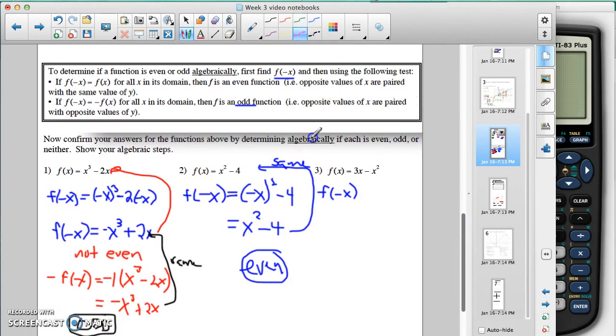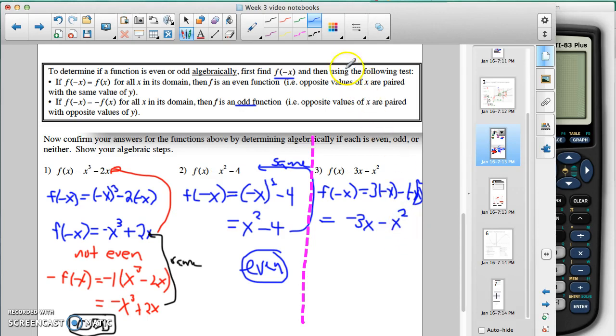So let's check the third one. I'm going to draw a dotted line down here so you can see where my work is going to be different. So on this one we're going to put in a negative x, so we're going to get 3 times negative x minus a negative x squared. Ran out of room a little bit here. So that function is going to be negative 3x. Now when I square that negative x, it's going to be positive, but then I have this negative here, so it's going to stay negative x squared.